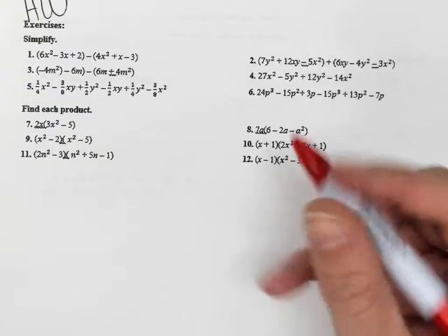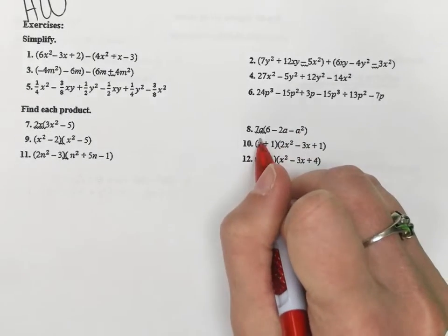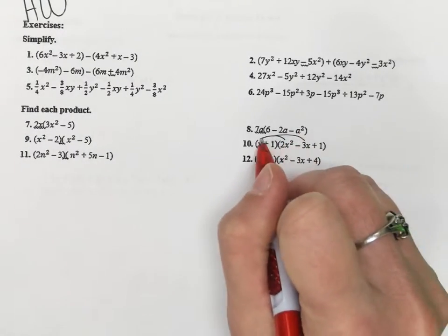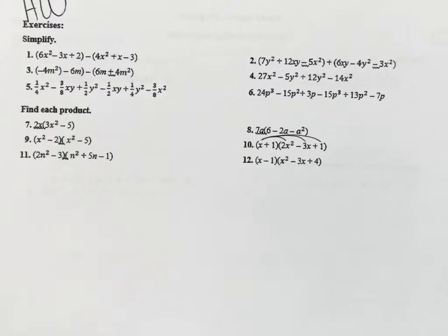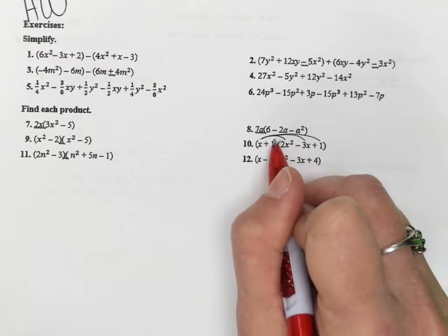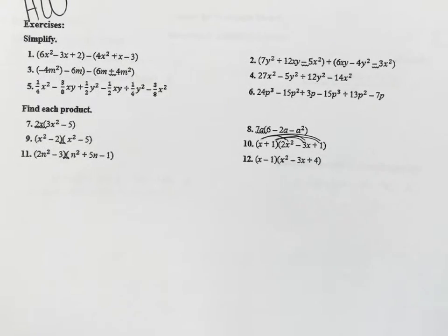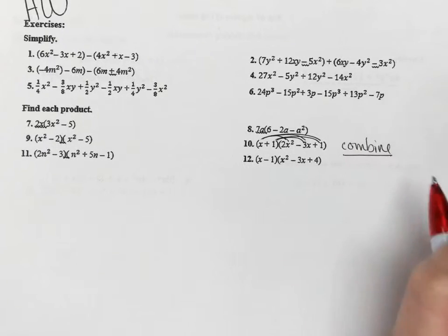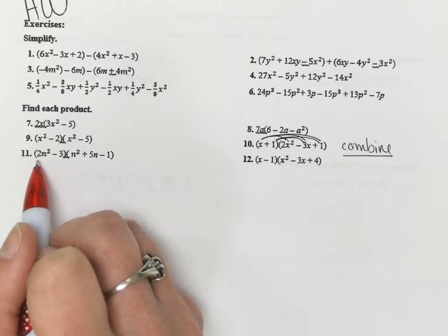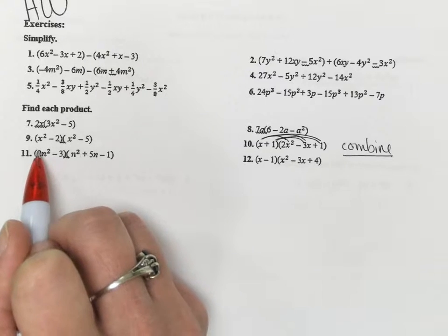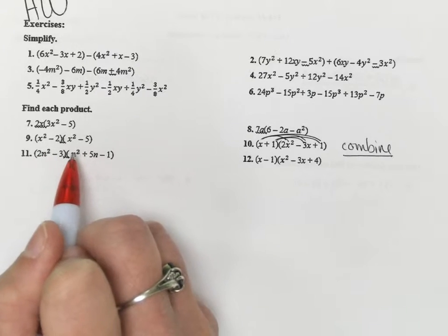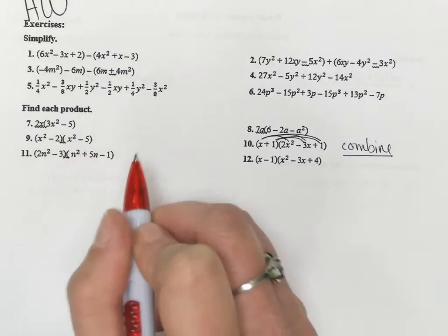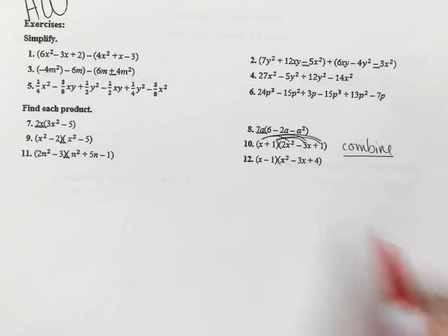Okay, here we go. You ready? I'm going to help you out. Distribute the x to all 3. Then distribute the 1 to all 3. Then combine. Same thing on number 11. Distribute the 2n squared to everything. Distribute the -3 to everything. And then combine. Same thing on number 12.